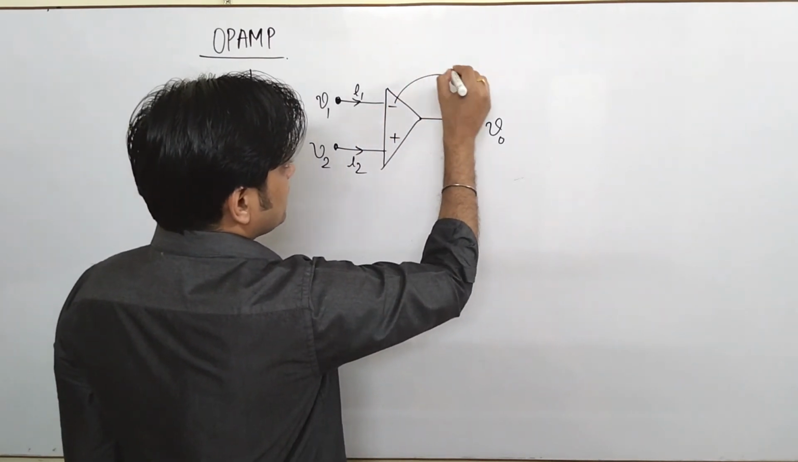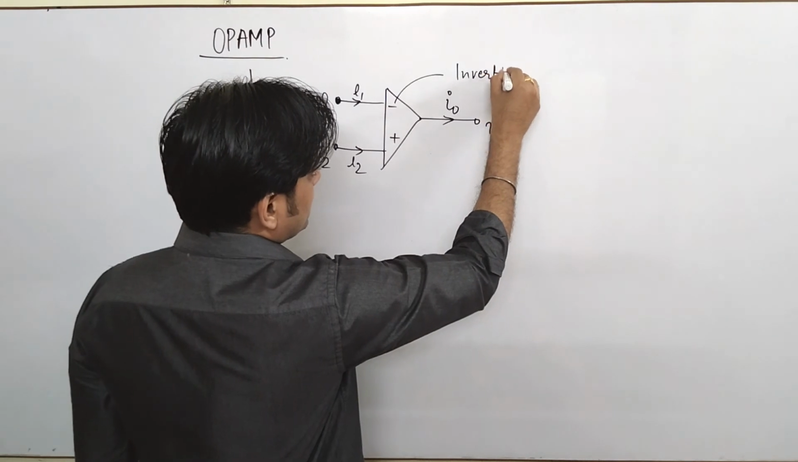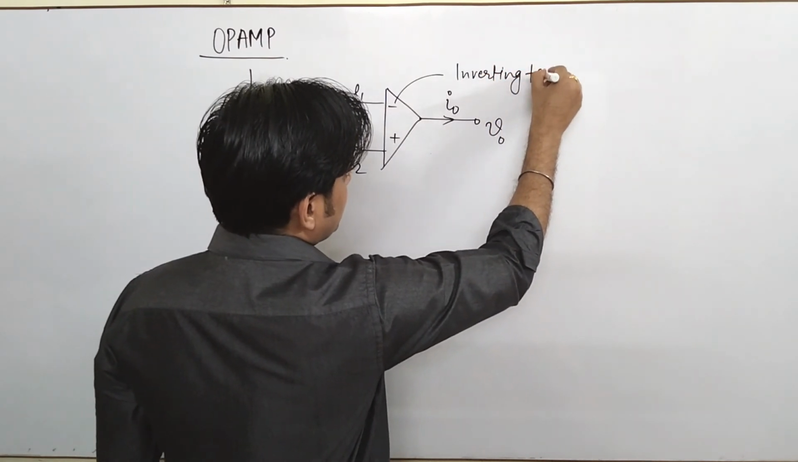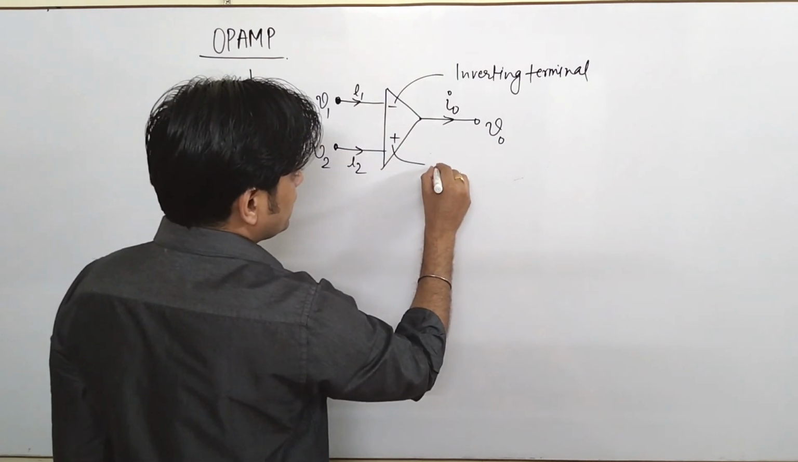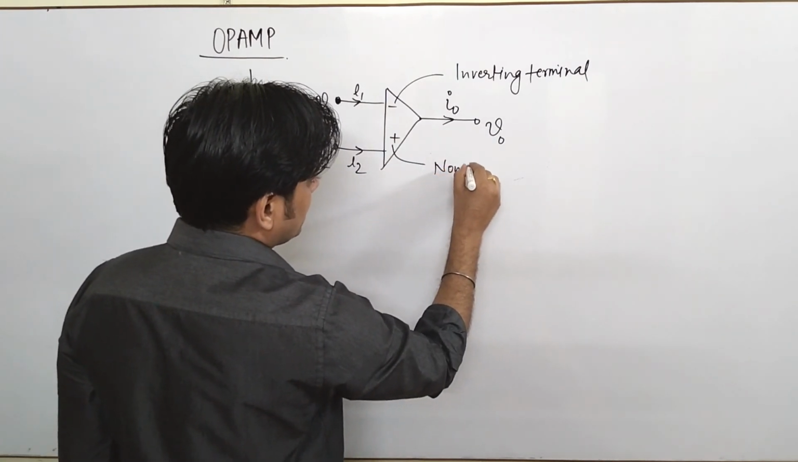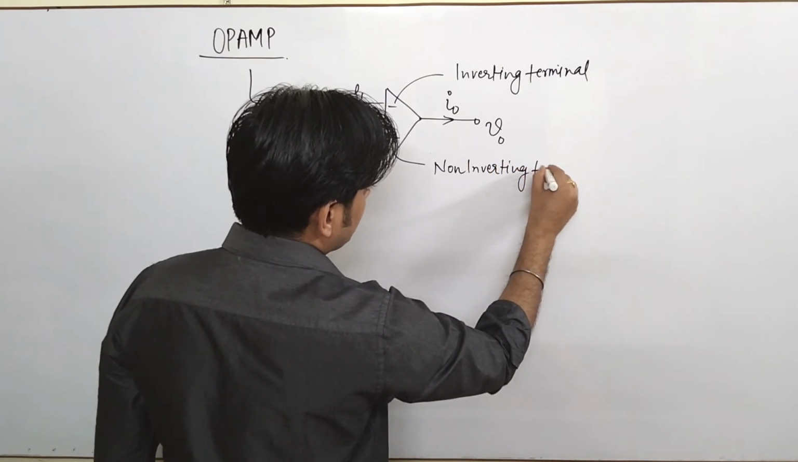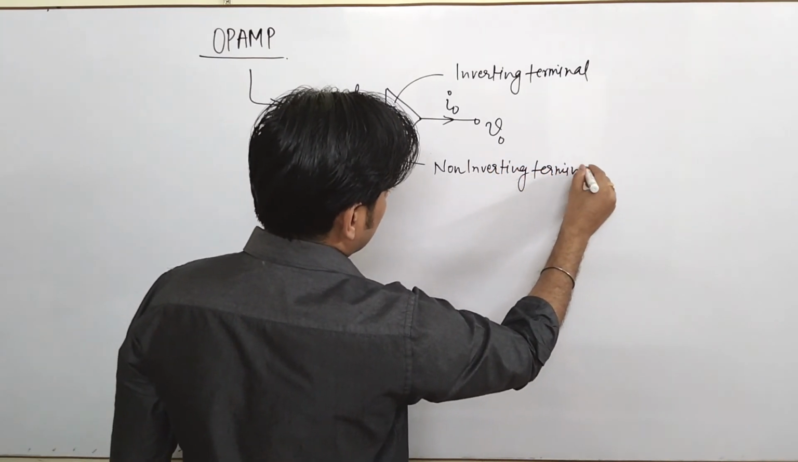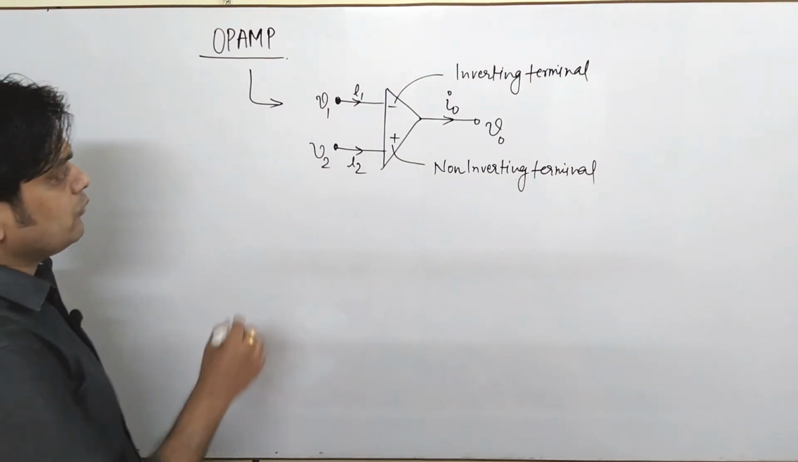This negative terminal is known as inverting terminal, and this positive terminal is known as non-inverting terminal. Okay, so this is a basic diagram of OPAMP.